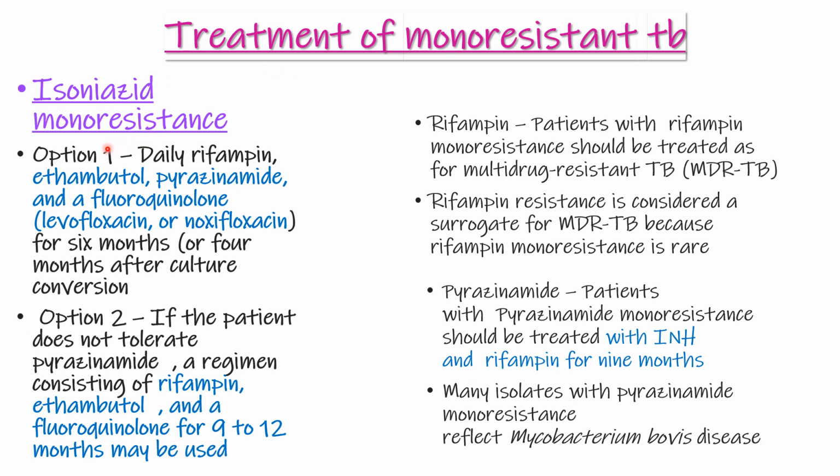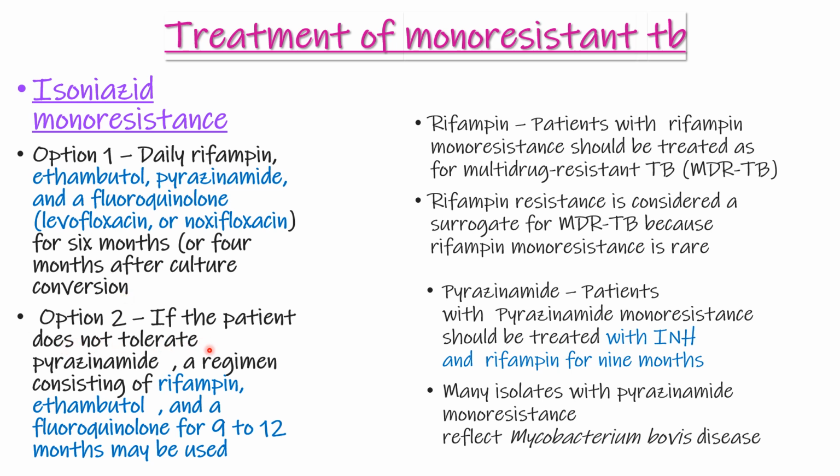So if you have isoniazid monoresistance, you can have two options. You give patients daily rifampin, ethambutol, pyrazinamide plus a fluoroquinolone. So in short, you'll just have replaced the isoniazid with a fluoroquinolone. That could be levofloxacin or moxifloxacin for 6 months or 4 months after culture conversion. So I hope we are all together with that.